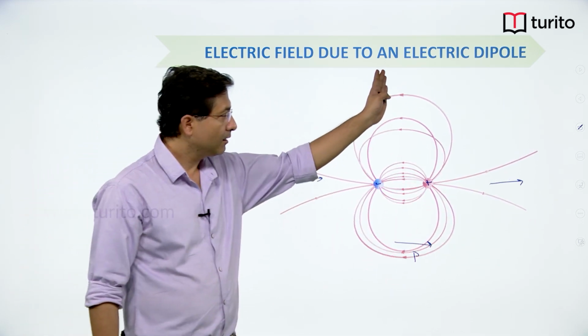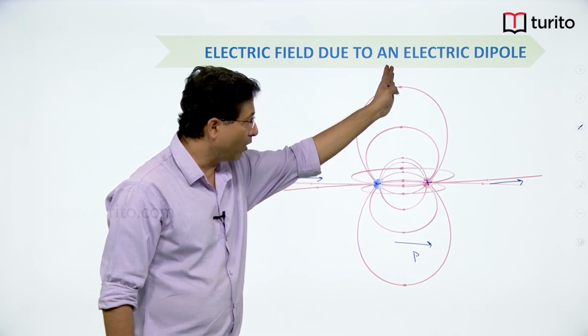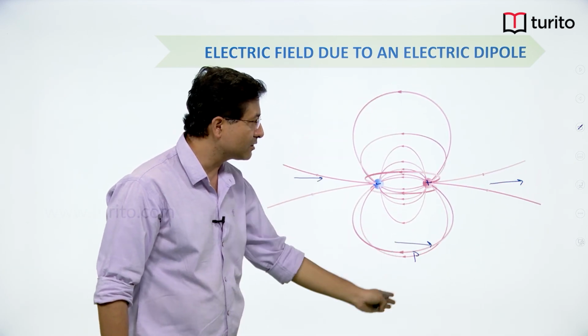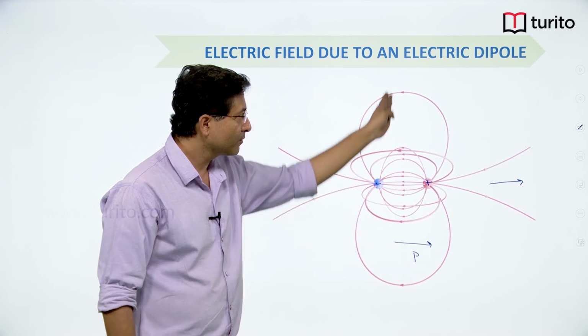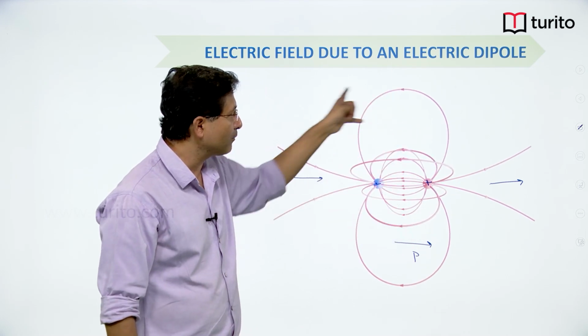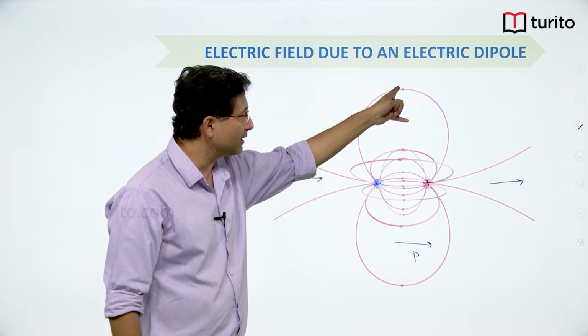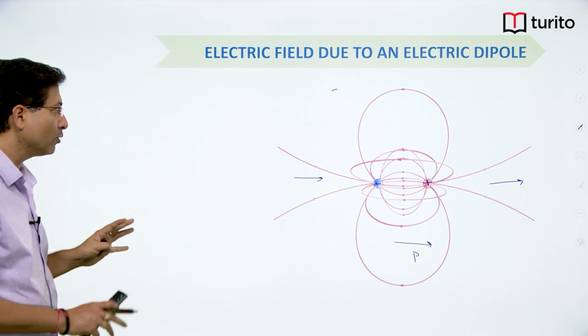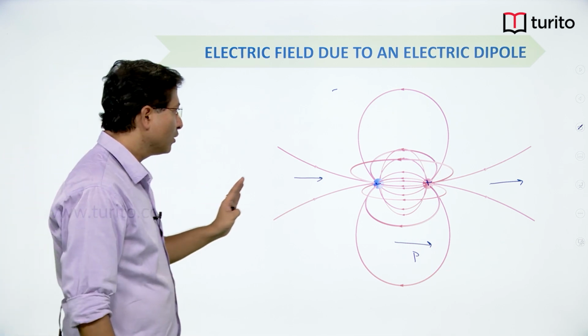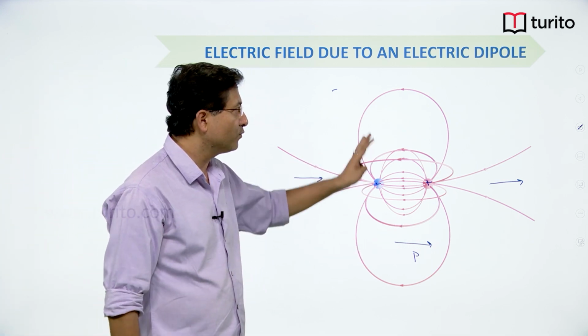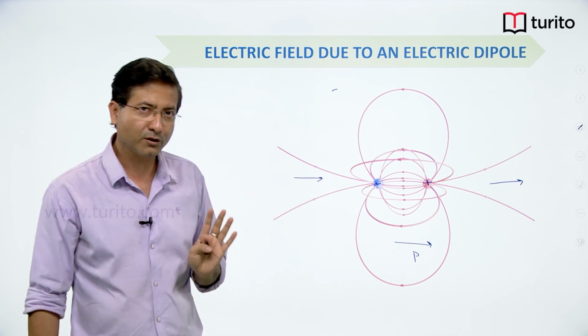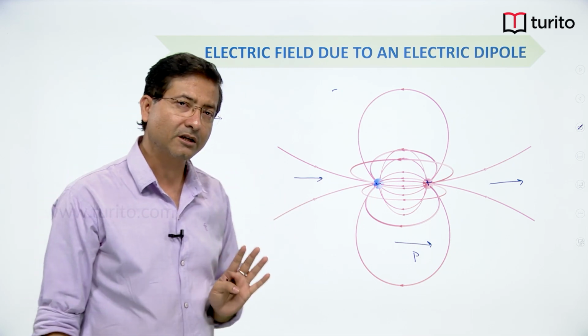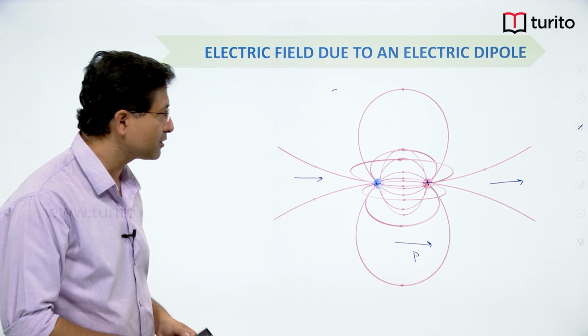while on the line bisecting the line joining these two, it will be opposite to the dipole moment. So, electric field here in this direction, dipole moment in this direction, right. So, I hope you got clarity how the field will be in space due to this combination, positive and negative, how the field would be in space.